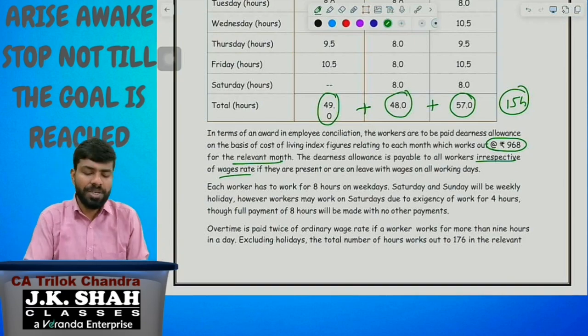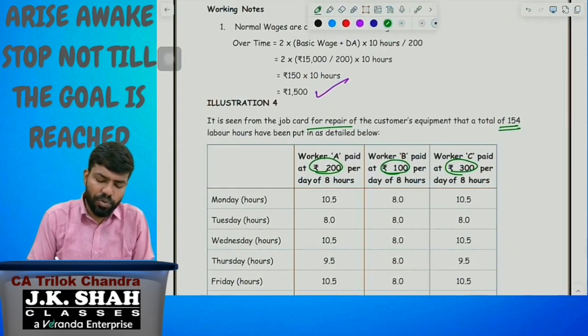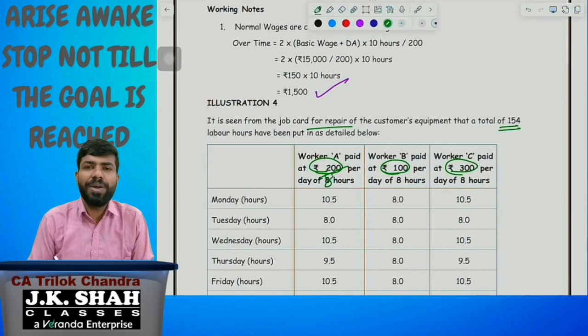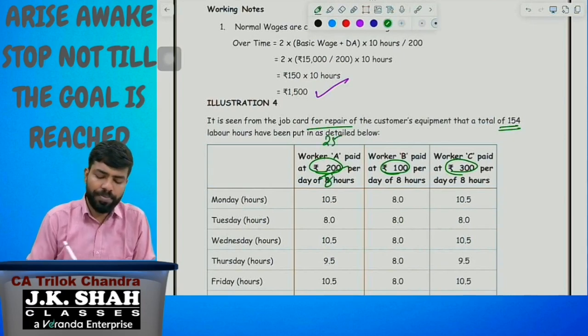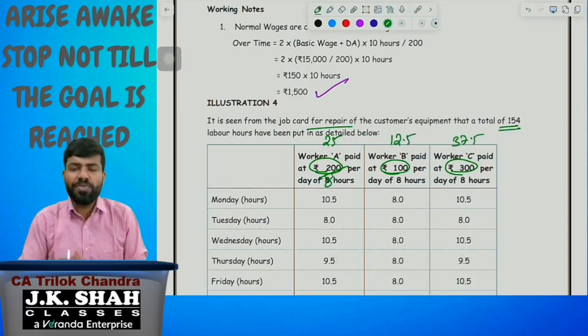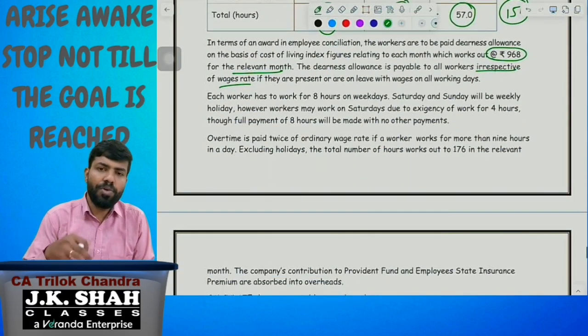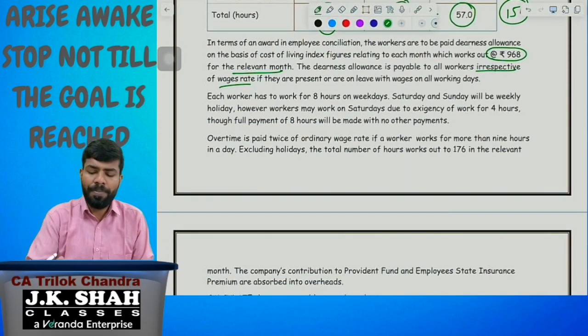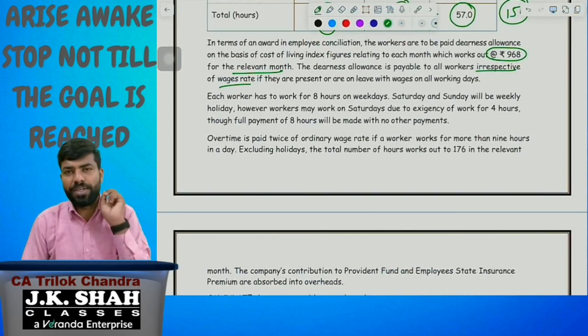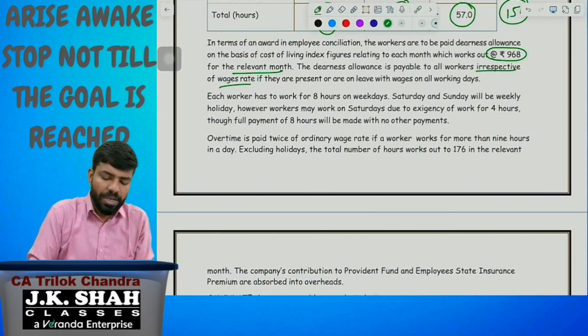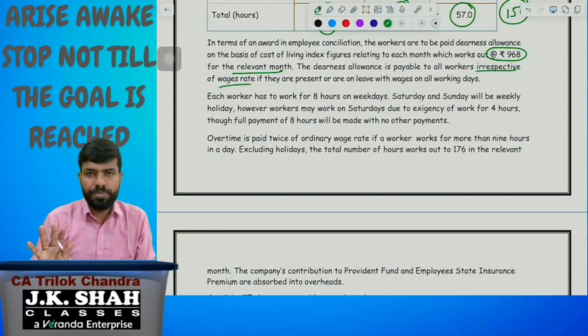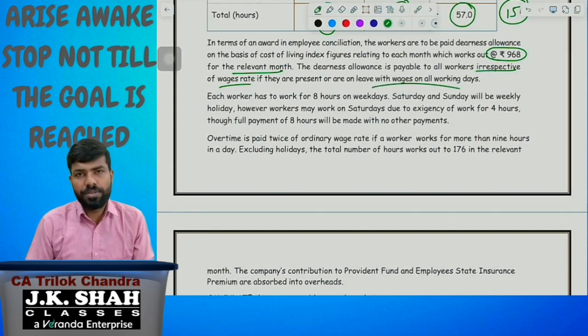Why they mention this point means if you look at worker A, he is getting 200 divided by 8 hours, he is getting 25 rupees. When it comes to here 100 divided by 8 hours, he is getting 12.5. 300 divided by 8 hours, 37.5. So each worker is getting different hourly rates. For getting DA allowance, we are going to pay irrespective of the wage rate. That is the first point. Second point, whether they are present or on leave, we are going to make the payment of the DA allowances.